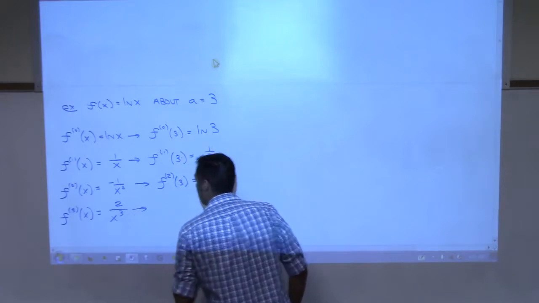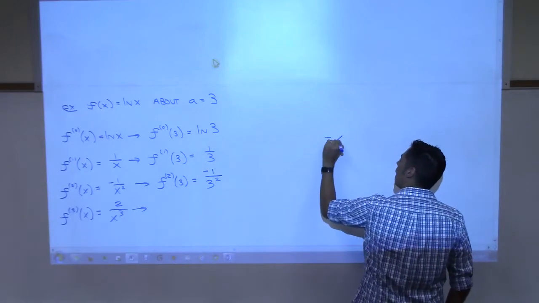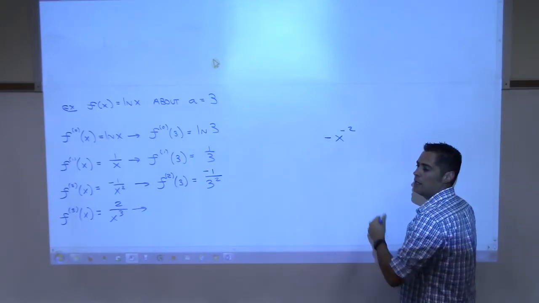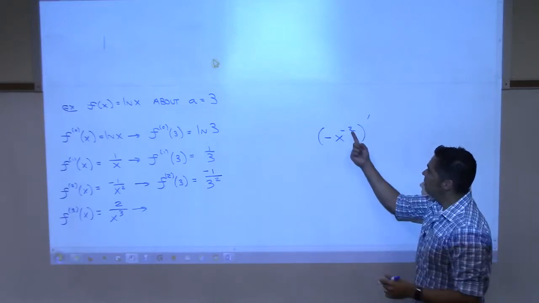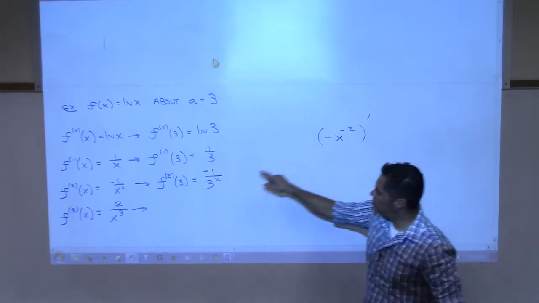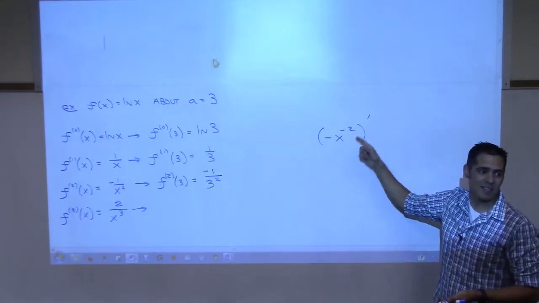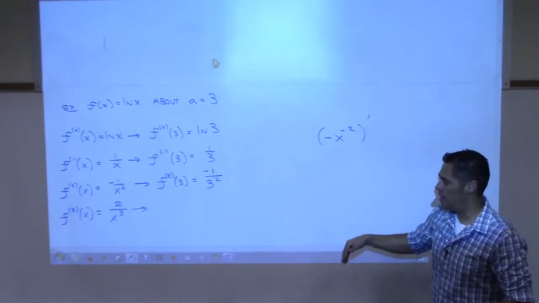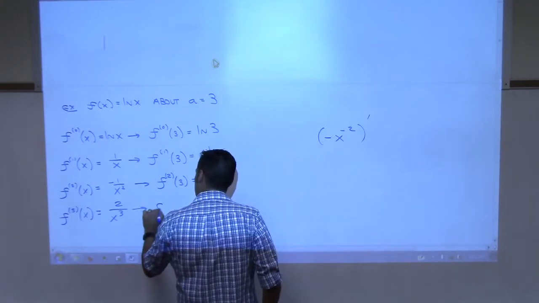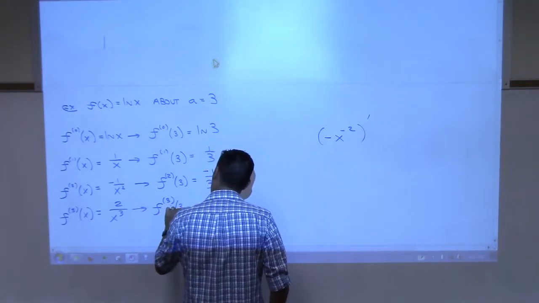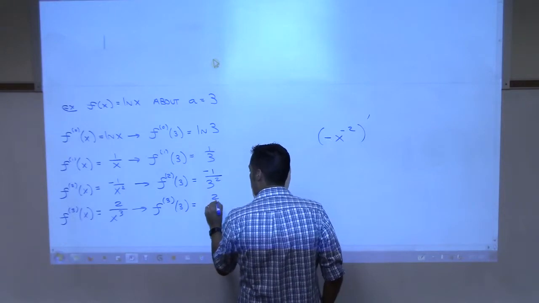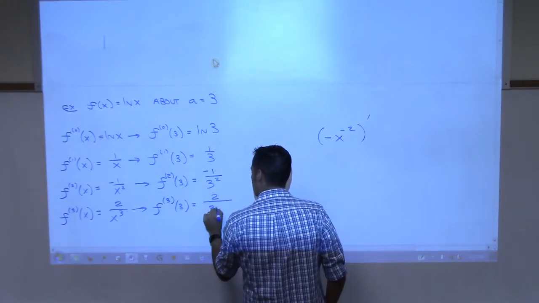Very important. Let me rewrite this. I had negative x to the negative 2, right? And I'm taking the derivative of that. So negative 2 pops out, becomes positive 2, and x to the negative 3 drops back down. So that's going to give us the third derivative at 3 is 2 over 3 to the third.